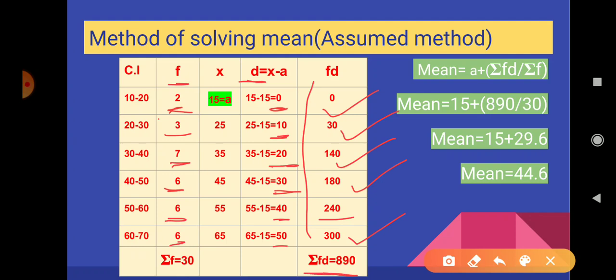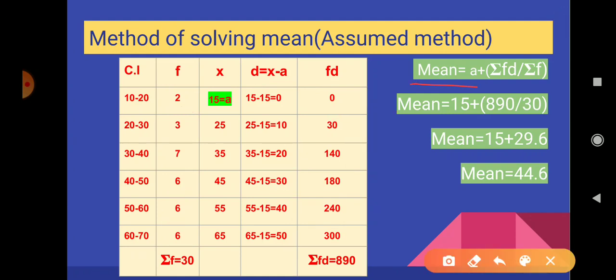So let us substitute in the formula now. What is the formula? Mean is equal to a plus sigma fd by sigma f. What is a here? 15, as we assumed 15. Let us write plus sigma fd.